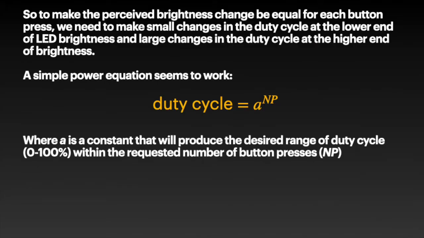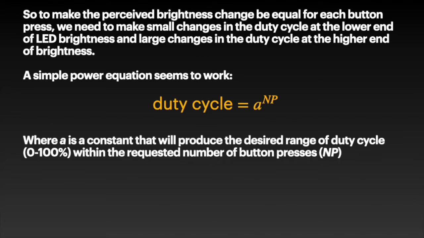So as we press the button, we want it to make each change equal in perceived brightness. So we'll need to make small changes in the duty cycle at the lower end, and then larger changes in the duty cycle at the higher end. So we'll use a power equation. Duty cycle equals a constant A raised to the power of the number of presses.